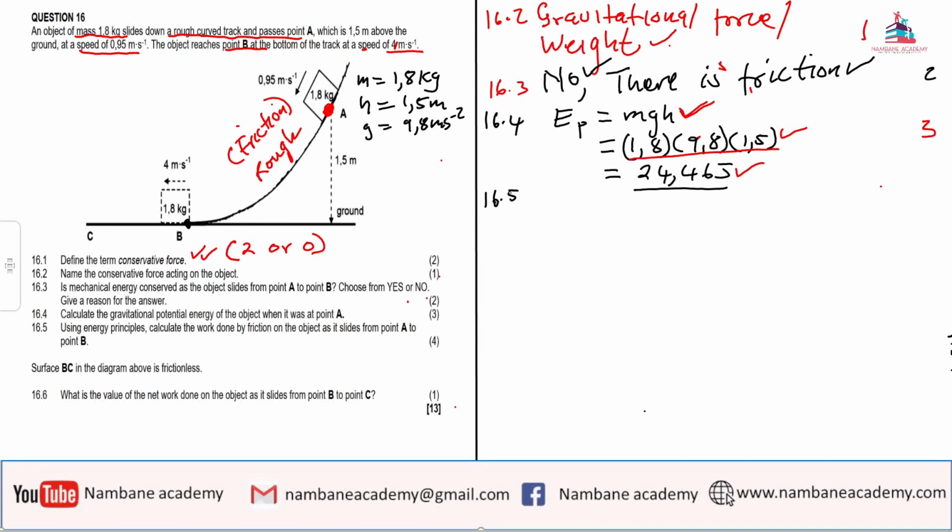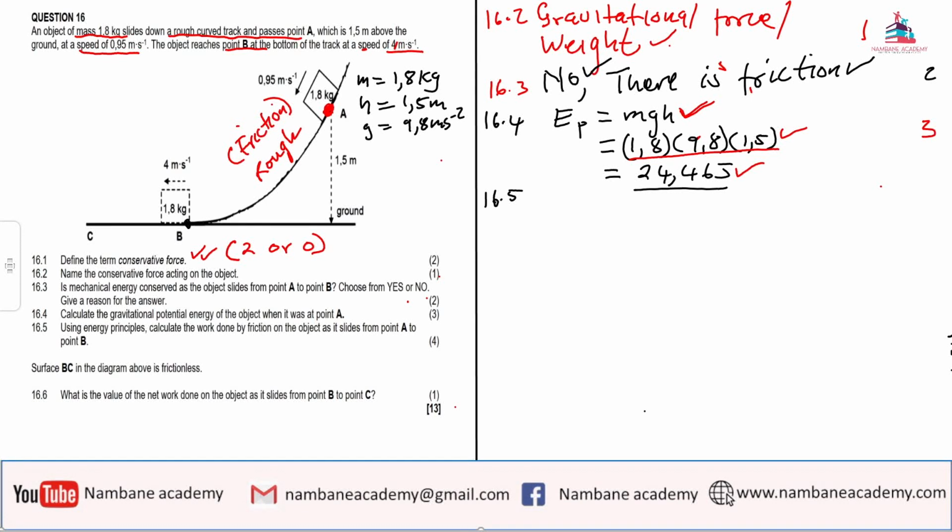At 16.5, use now energy principles to calculate the work done by friction on the object when it slides from point A to point B. Friction is there. Very happy.